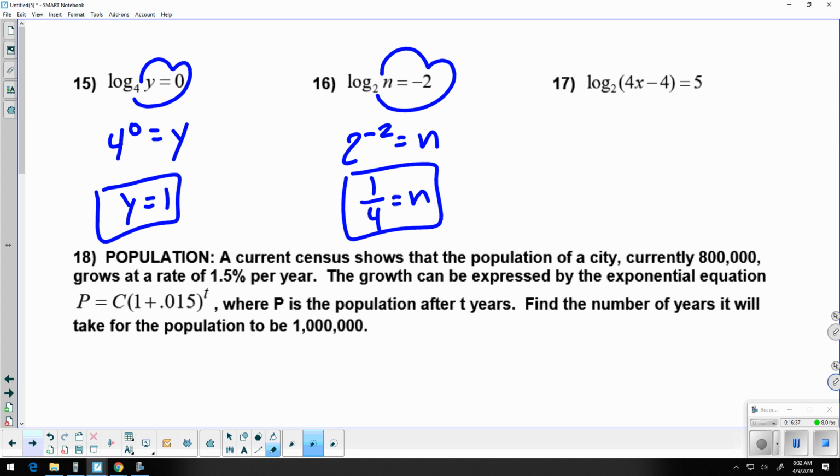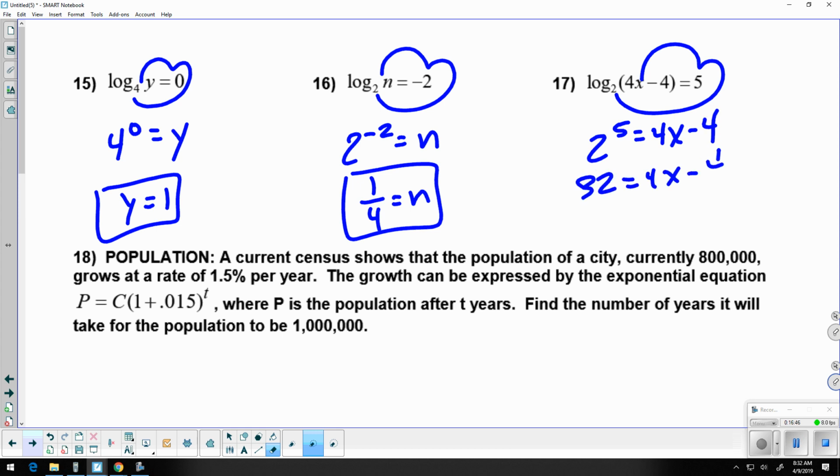And the last one, 17 again, swoop it around. There's only one log, so 2 to the 5th is 4x minus 4. So that'd be 32 is 4x minus 4. If I add 4, that's 36. Divide by 4, and you should get x is 9. Okay, so there's everything all together.